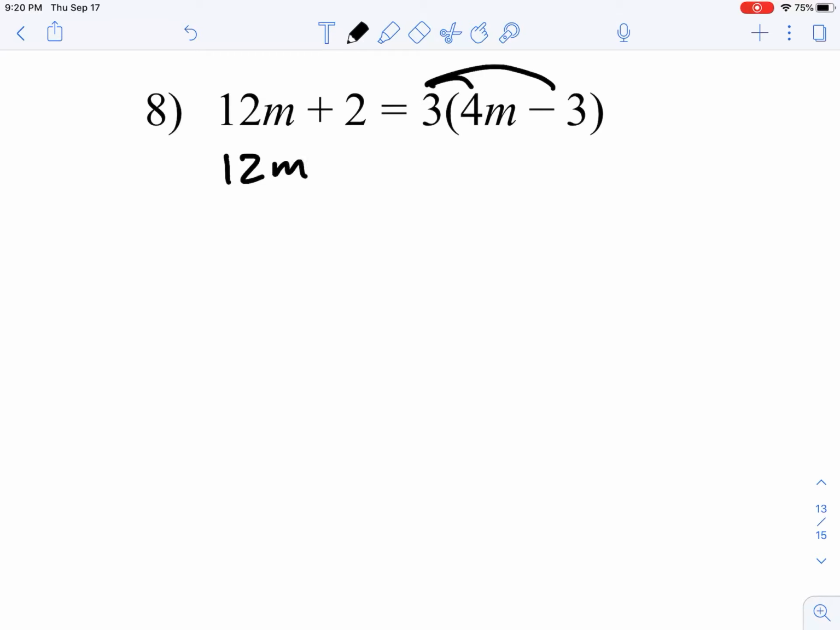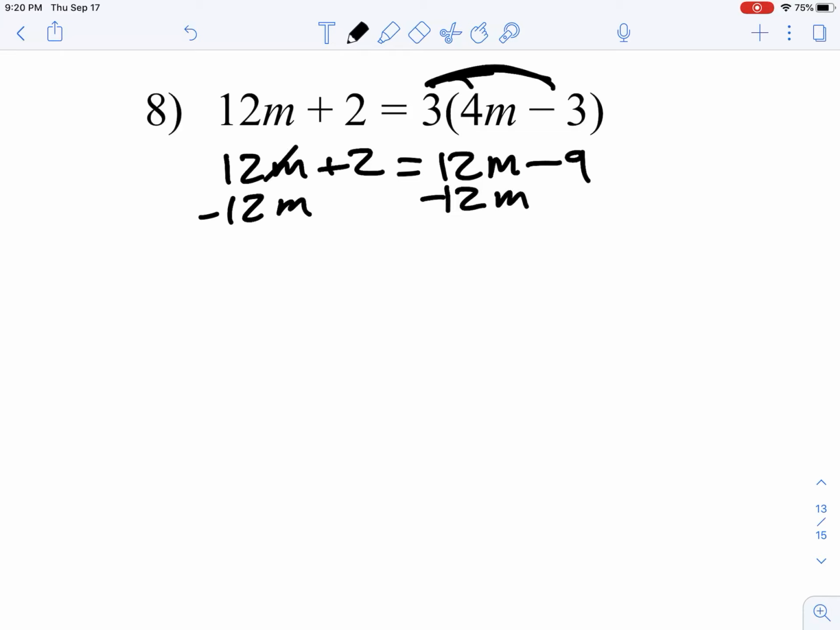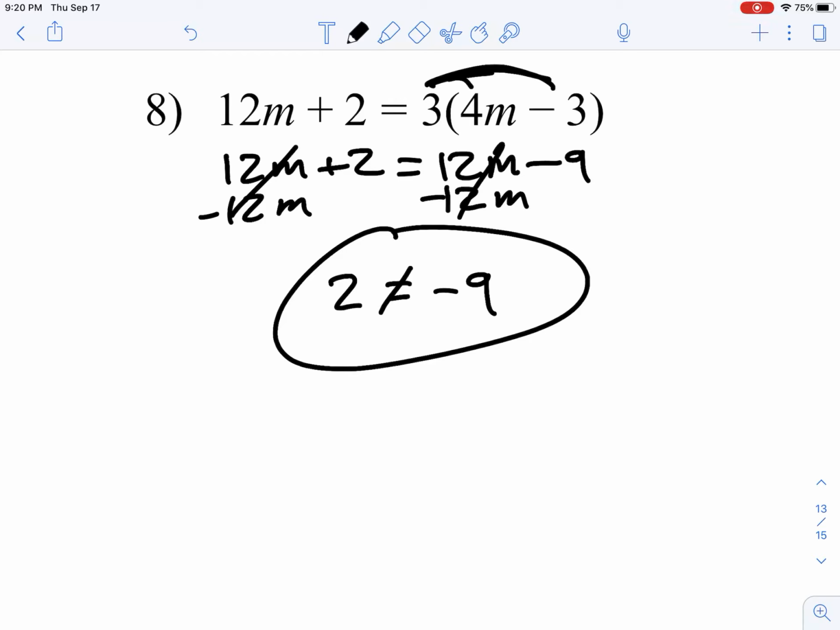Distribute, 12m plus 2 equals 12m minus 9. Again, I just distributed to get that -9 and that 12m. I'm going to subtract 12m from both sides. And those will cancel and those will cancel. You'll be left with 2 equals -9. We know that that's not true. So when these are not true, we're going to say no solution.